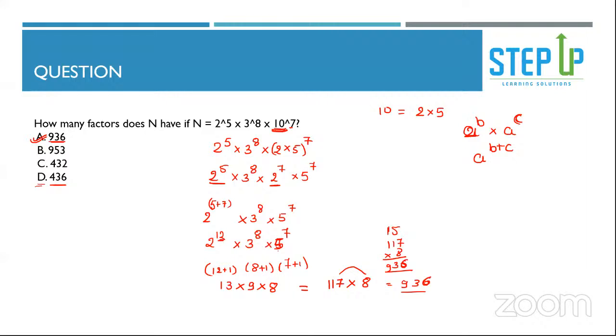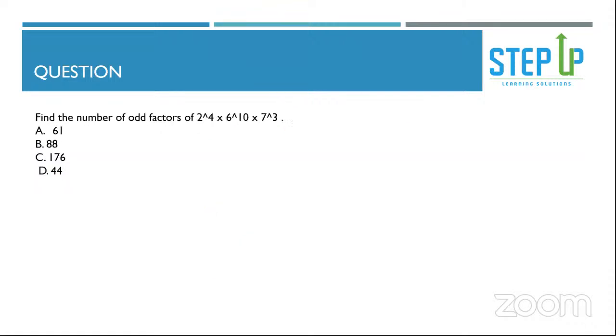72 into 13. If I have to do it mentally, I break the number: 72 into 10 will be 720. So it cannot be 436. So the answer is 936. We'll try one more without using pen and paper. Let's try. Okay, let's try this one.